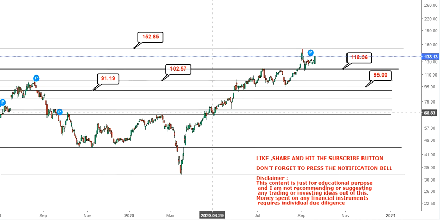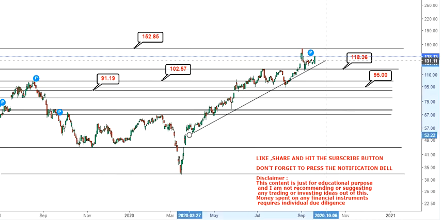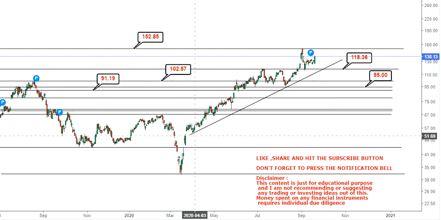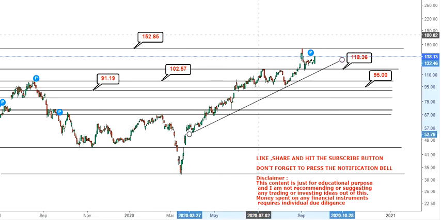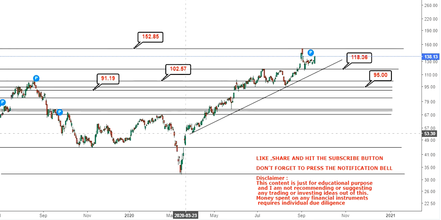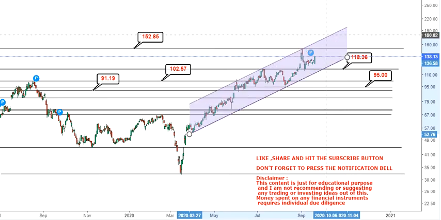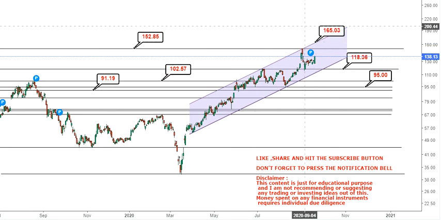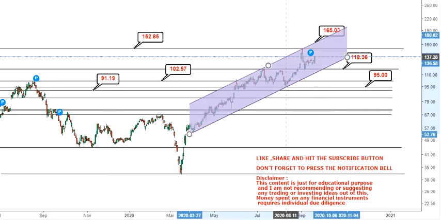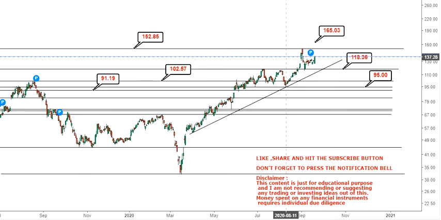Once the stock makes a breakout and sustains above 153, which will definitely indicate that a new trend has already begun or is about to begin, then we can look for a target of 165 on the upside. But this 165 will definitely be a short-term target and not a long-term target.